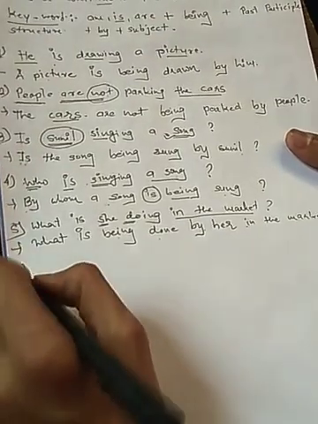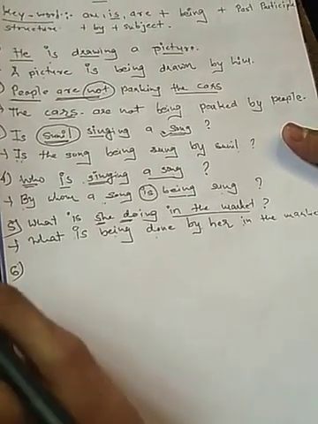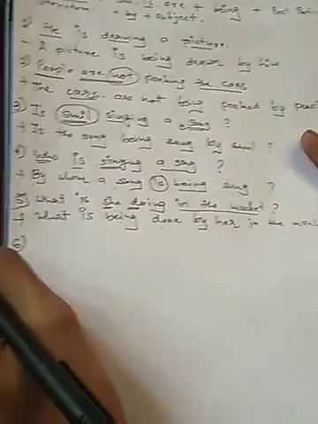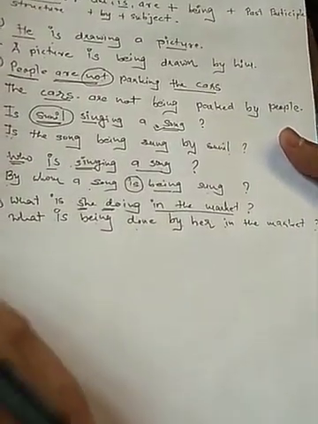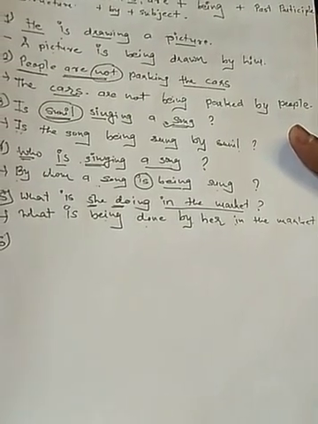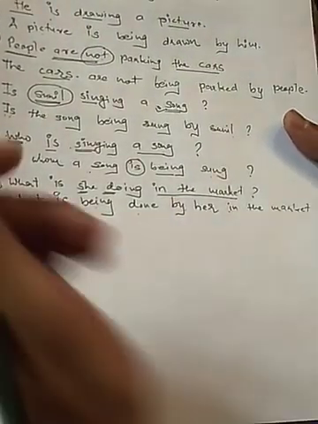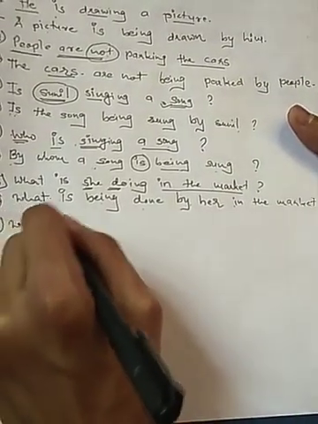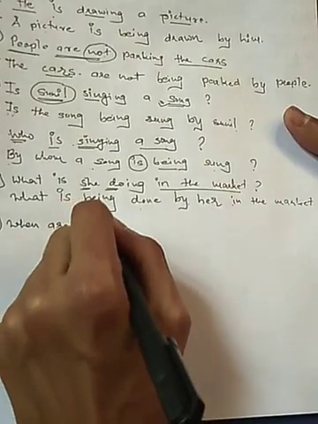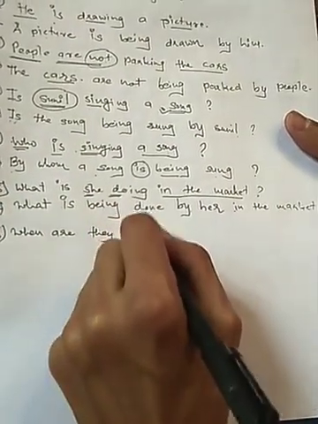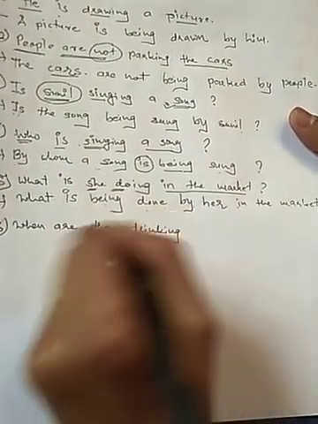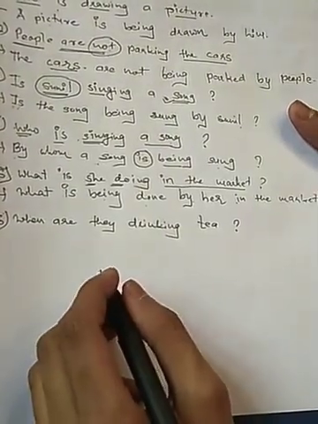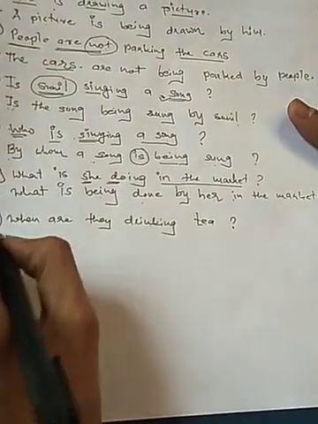Let us take one more example. If your sentence is starting from who, where, why, when, how, etc., at that time what you have to do. Here I am taking one example which is starting from when. Let me write here, when are they drinking tea? When are they drinking tea? It means that here somebody is asking about the time.